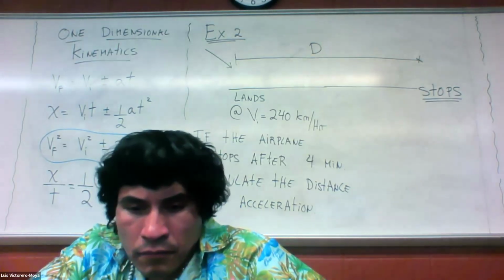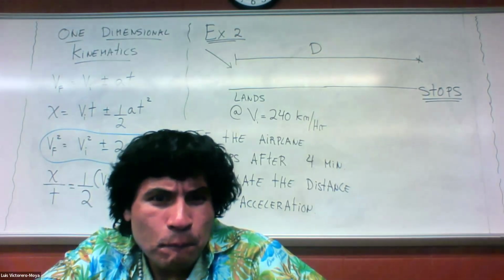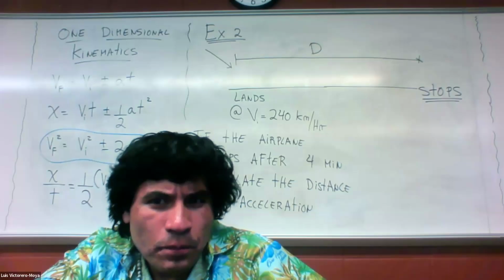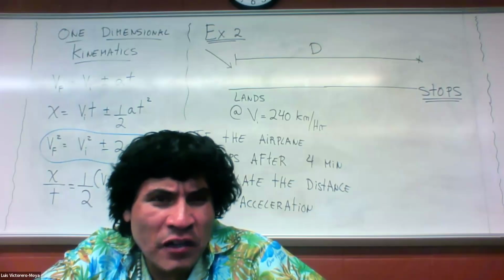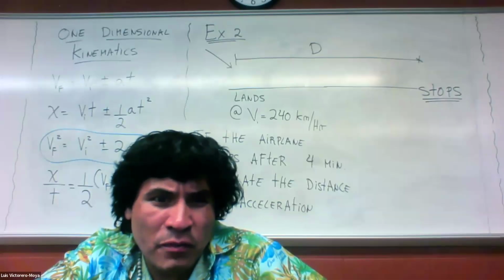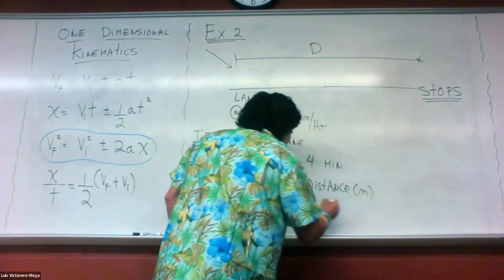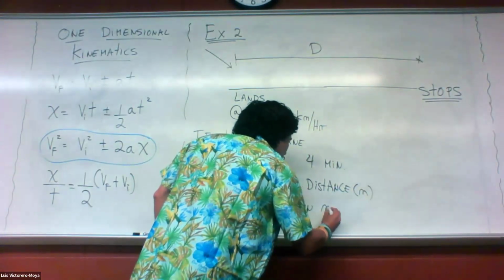Okay, what's the first step for this problem, guys? So what are you doing right now? What's the first thing you have to do? I guess choose the right equation. Yeah, but what about the values? You have kilometers per hour and you have minutes. So yeah, convert it. I didn't specify, but make sure that the distance is in meters and the acceleration in meters per second squared, okay?